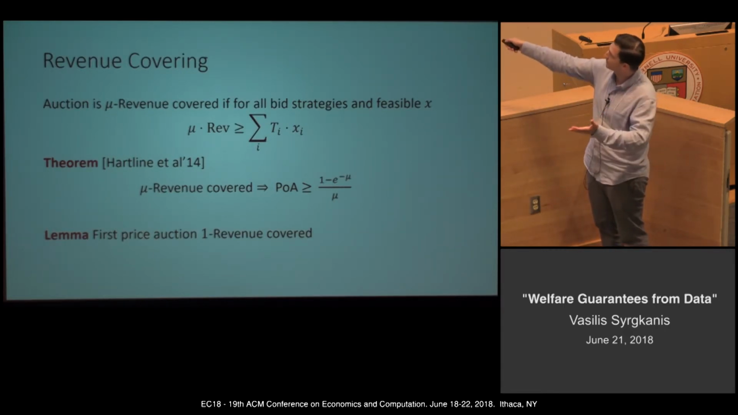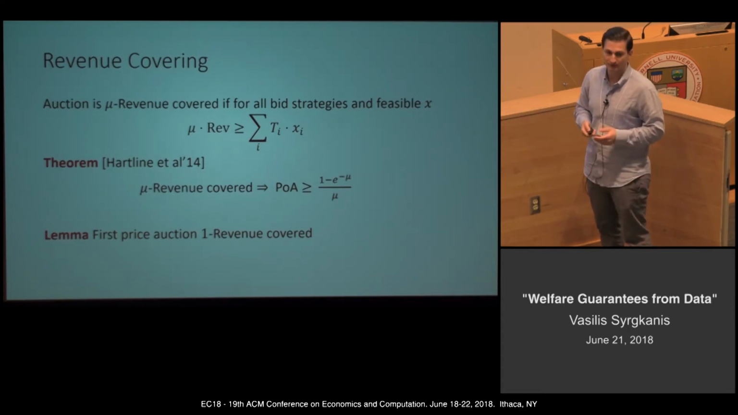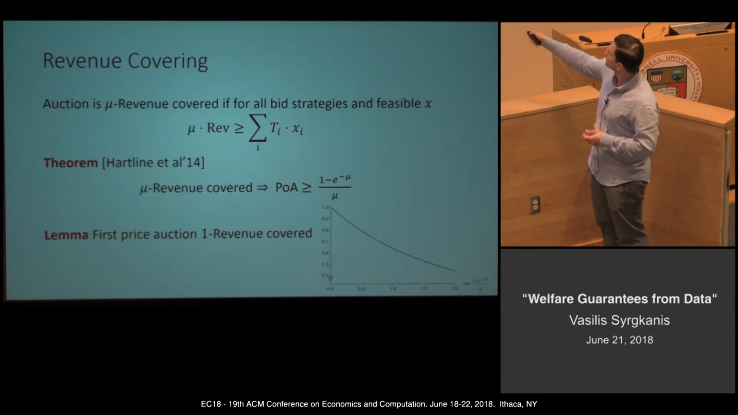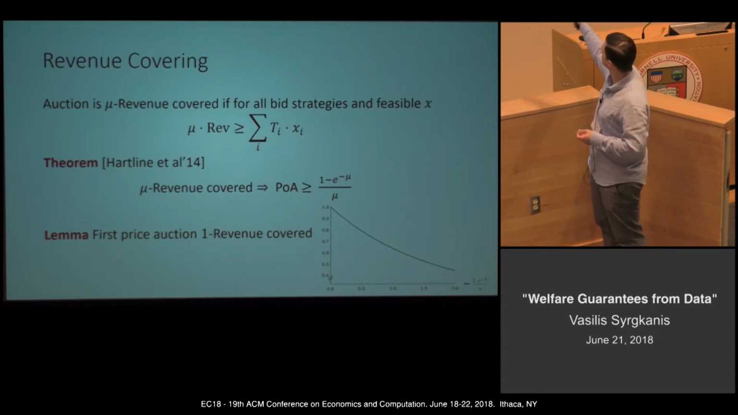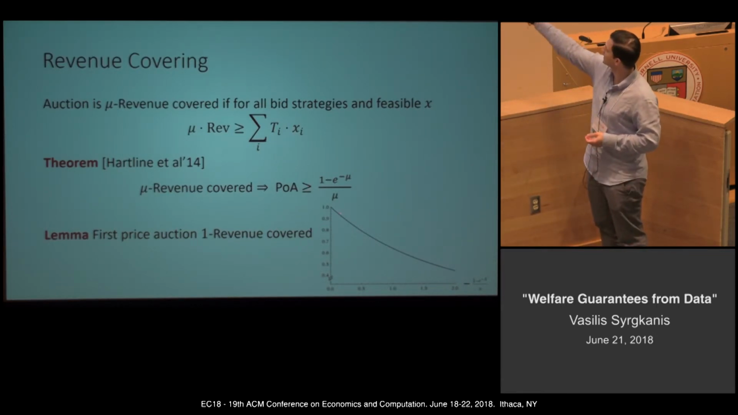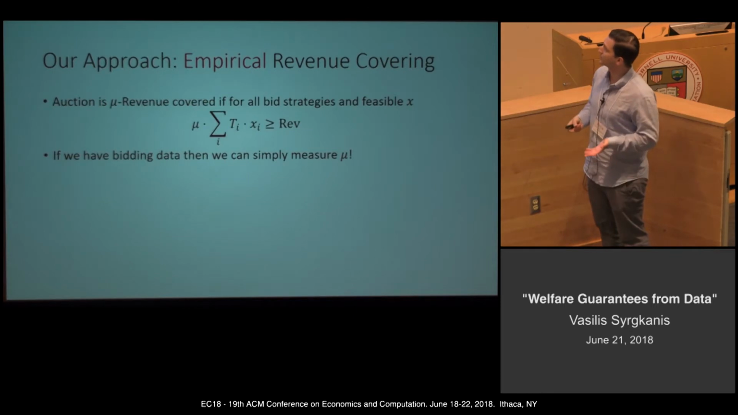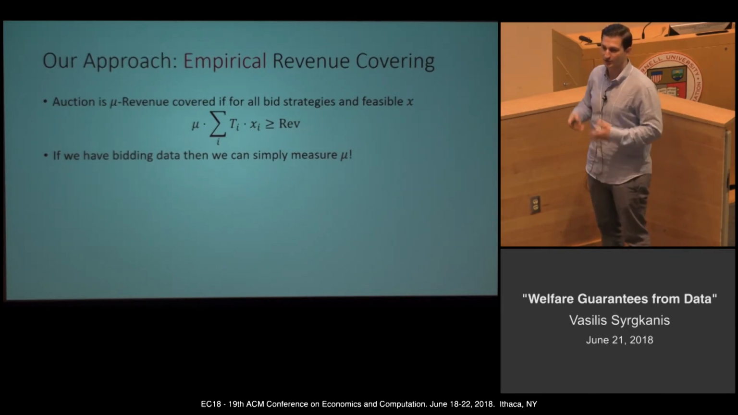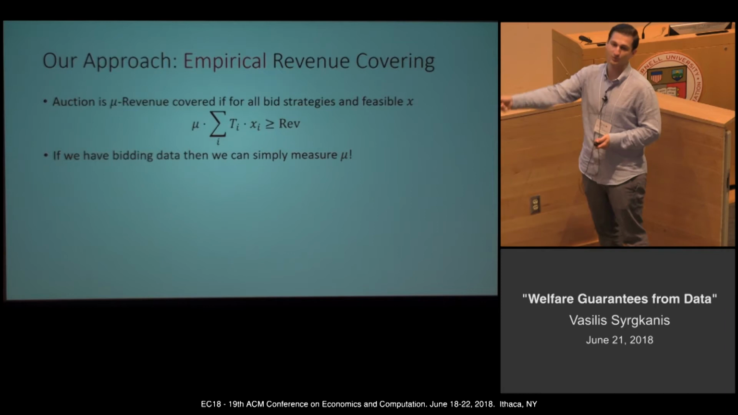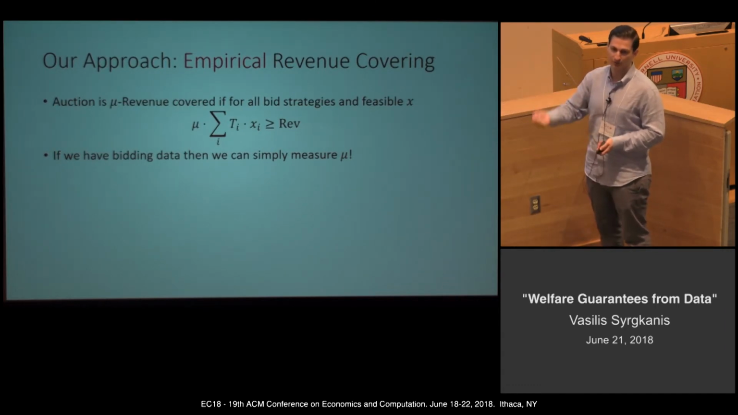And the previous proof basically showed that the first price auction is one revenue covered. If you could show that your auction is mu revenue covered for some other values of mu, you can see that you get some sort of nice interpolation of the price of anarchy from 1 down to 0. And so the main idea in this work is that if you have bidding data, then you can actually go and measure this quantity mu from your data. Okay? So this mu, you don't need to take a worst case, you don't need to make a worst case proof about it. You can just measure it from your data set.